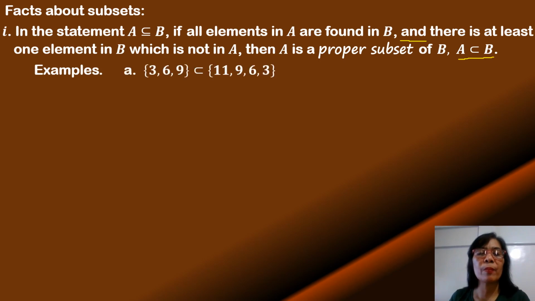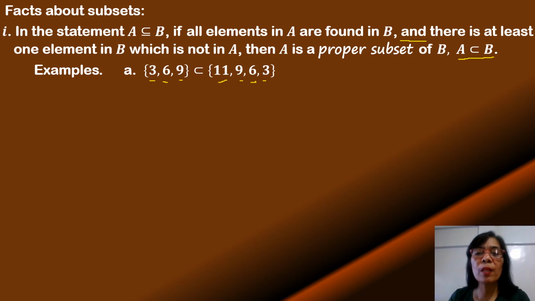Let's have these examples. A set containing the elements 3, 6, and 9 is a proper subset of 11, 9, 6, and 3. Let us try to check from the definition. The given condition is that all these three elements should be found in the second set, regardless of their arrangement. So we have 3, 6, and 9.